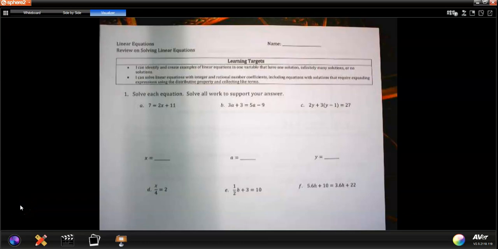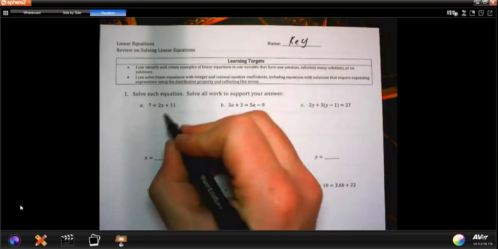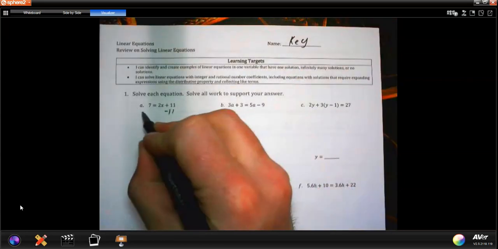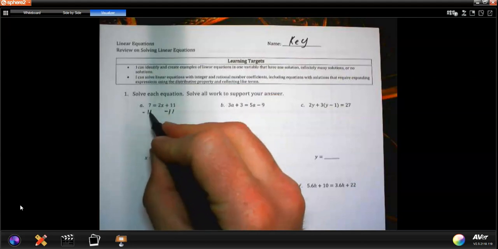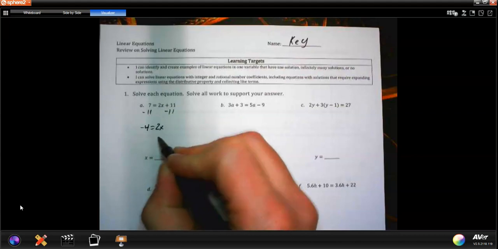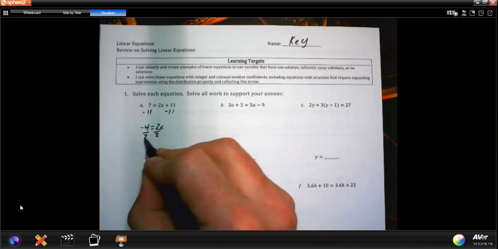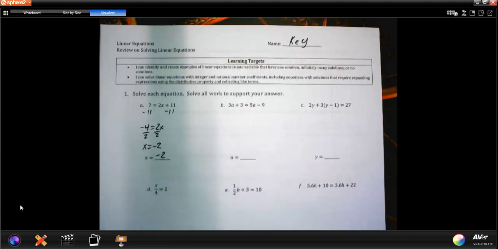All right, guys, today I'm going to be working on the study guide with you to show you how to do these problems, so follow along with me. All right, so number one, we're going to subtract 11 from both sides. We're going to get 7 minus 11, that is negative 4, equals 2x. I'm then going to divide by 2, x equals negative 2 for that one.